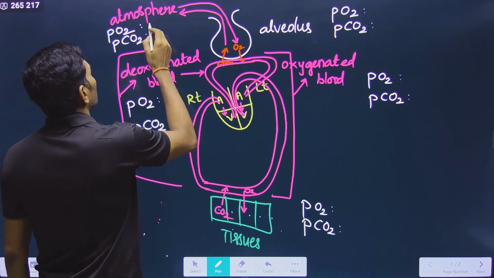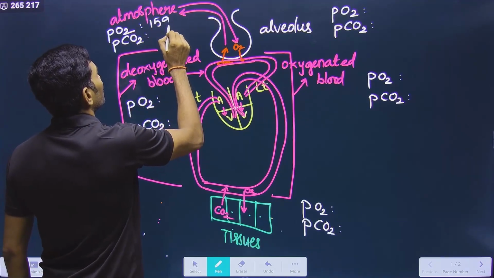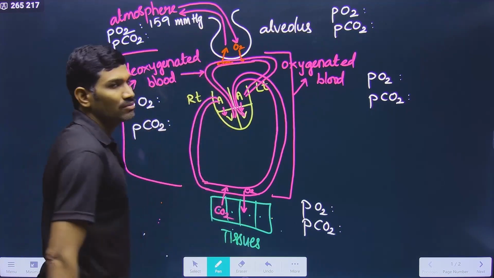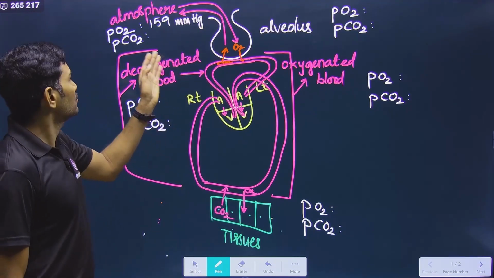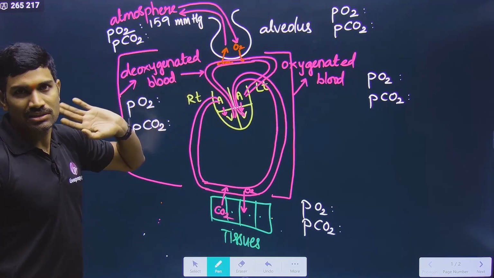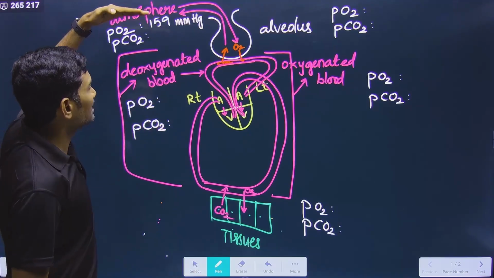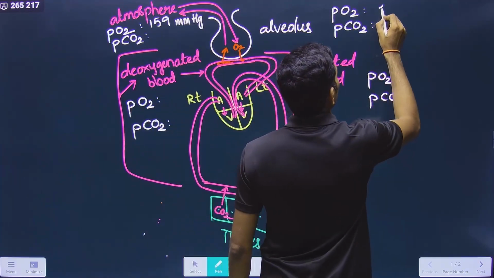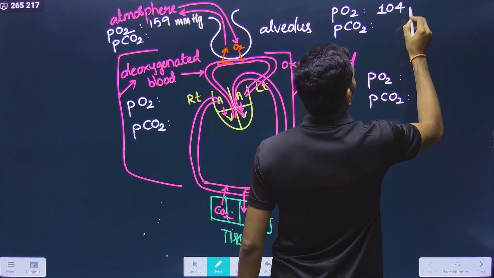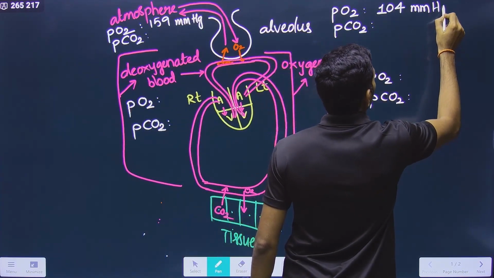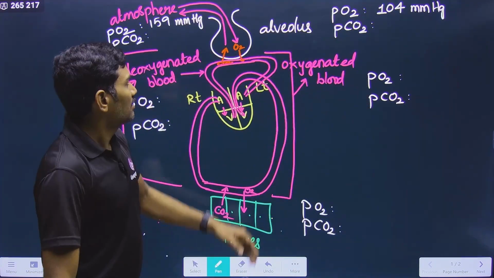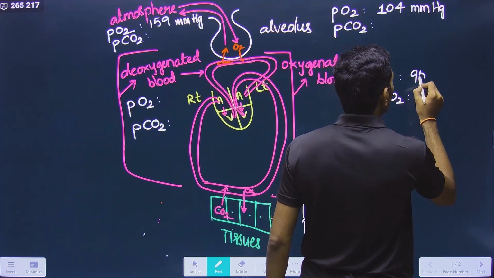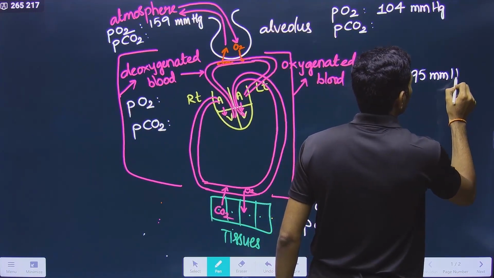In the atmosphere, the partial pressure of oxygen is 159 mm of Hg, of mercury. Hg means mercury. So 159 mm Hg is the partial pressure of oxygen in the atmosphere. But within the alveoli, we observe approximately 104 mm of mercury. Yes or no? But once it comes into the oxygenated blood, it is approximately 95 mm mercury.